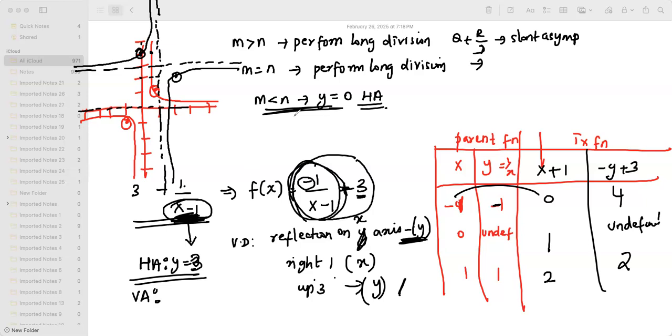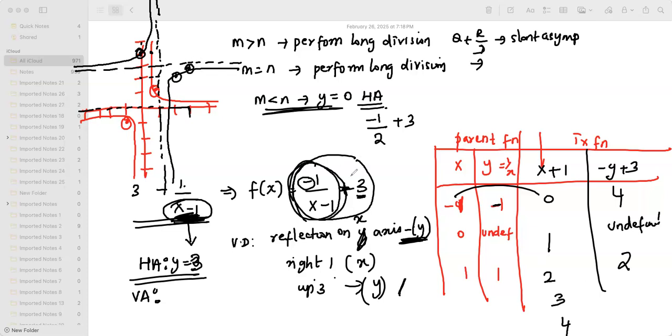How do I know the graph goes like this? Maybe you put a point 3. Let's put a point 3 here in the transformed function. The transformed function has x equal to 3. What happens? Let's see. X equal to 3 means 3 minus 1, 2, plus 3, right? So that will be equal to 2.5. So 3 gives 2.5. You see?